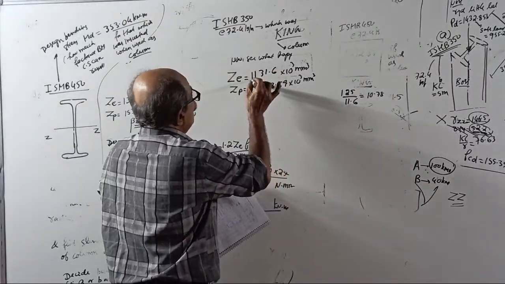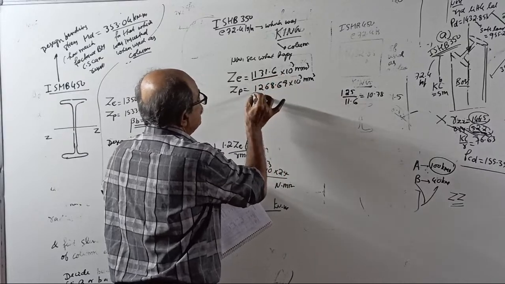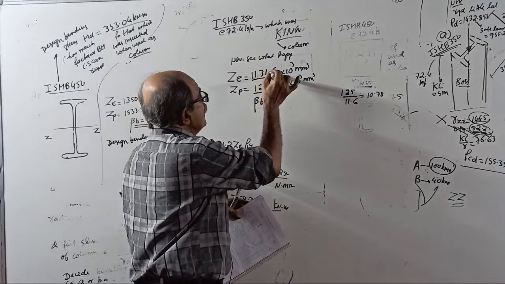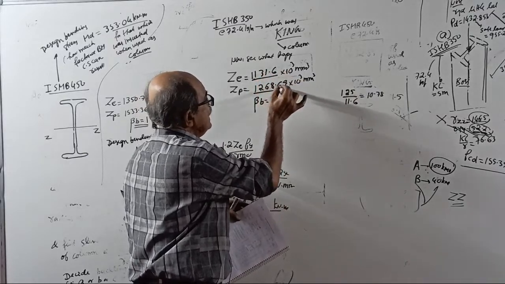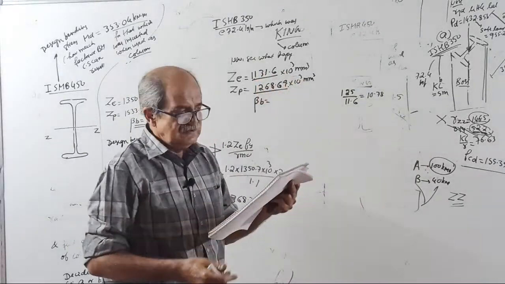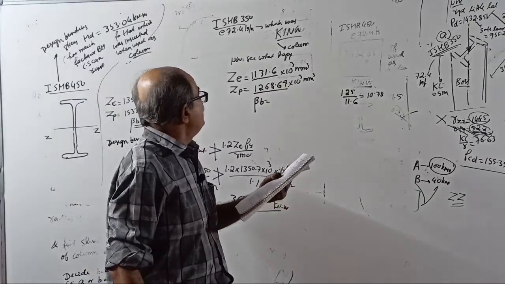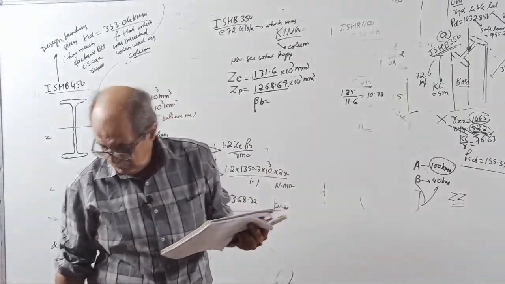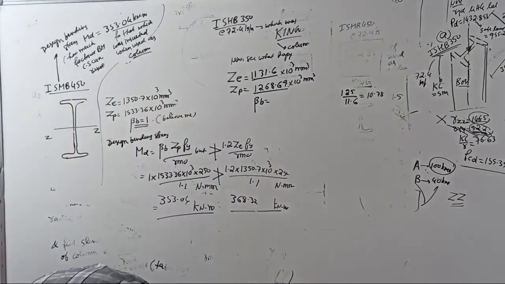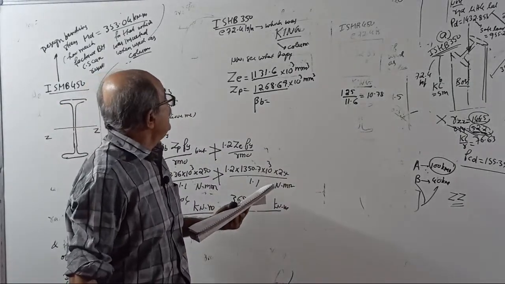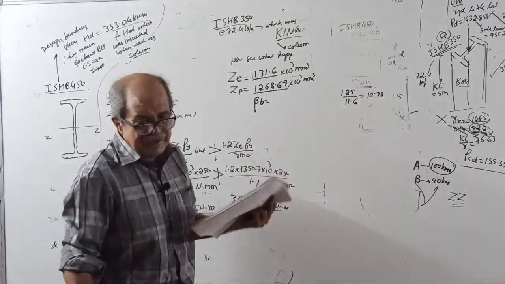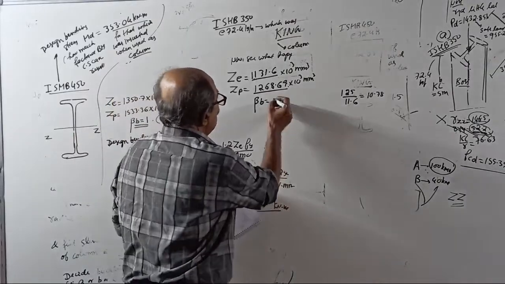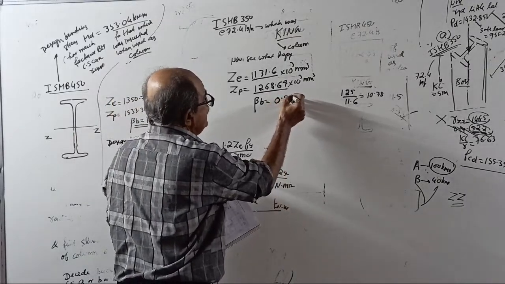Tell me, 1131.6 by 1268.69. Tell that answer. Quickly, look. 1131.6 by 1268.69, answer. It is 0.892. So beta b is 0.892.